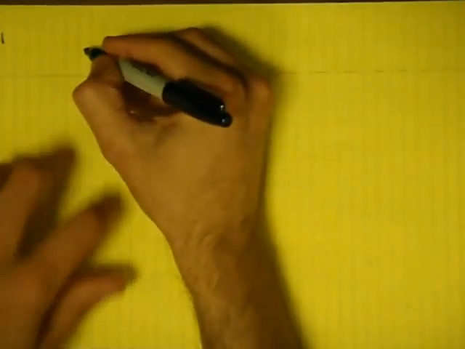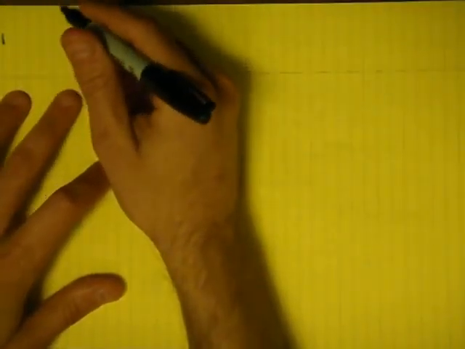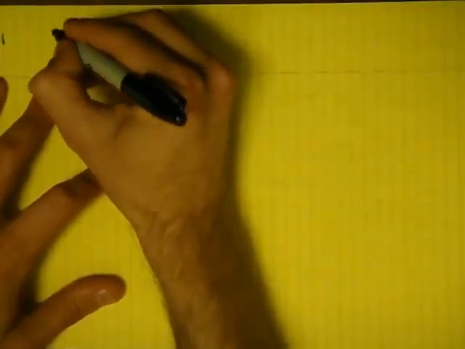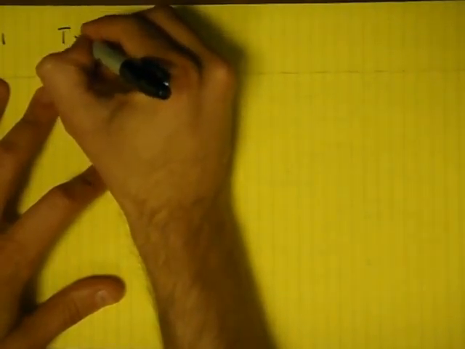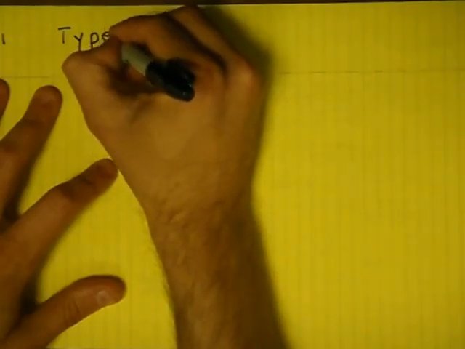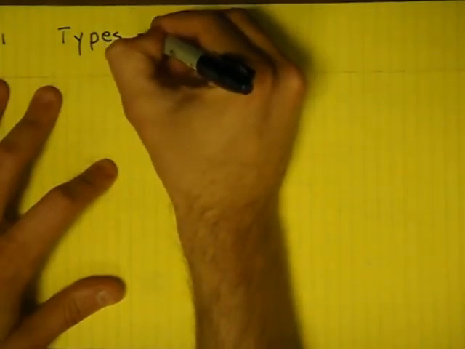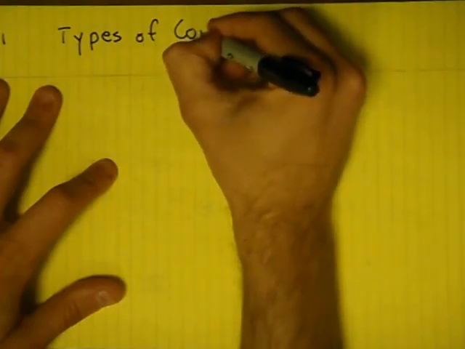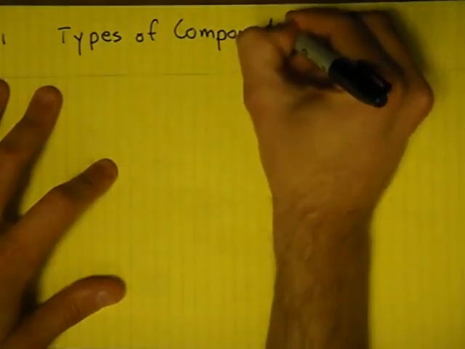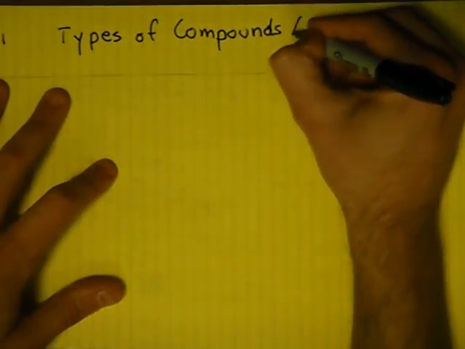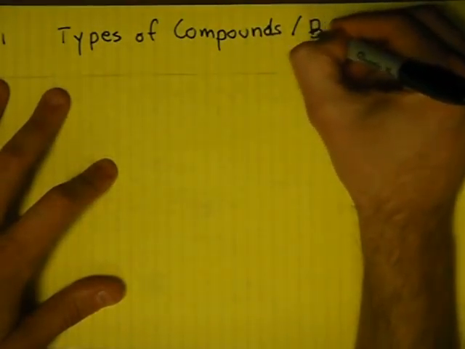Okay? We are going to now start looking at types of compounds. We talked about this a little bit before with naming, but we're going to look more at the electrons. Types of compounds, and more specifically kind of types of bonds.